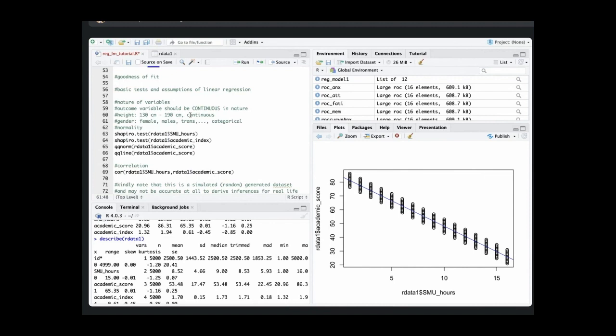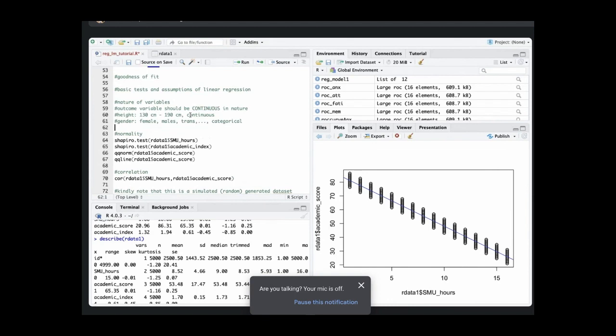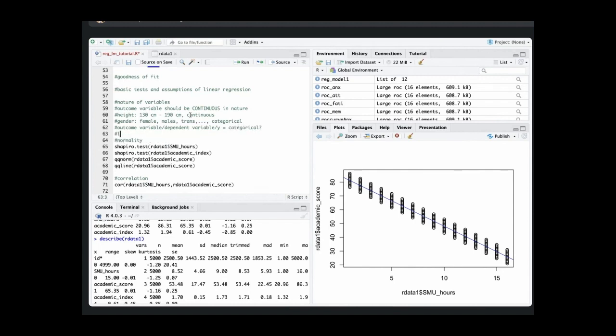Now coming back to regression once again. For linear regression, it is important that your outcome variable should be continuous, that is, it should range over a particular set of values. Now you must be asking, what do we do if our outcome variable, which is our dependent variable, or y in our equation, is categorical? What do we do? That is covered under the domain of logistic regression.